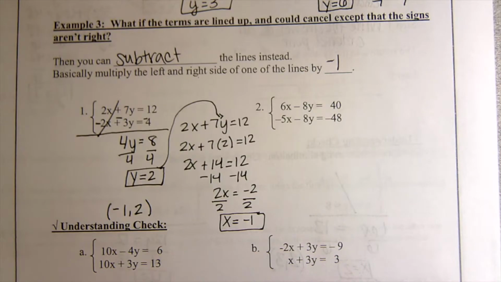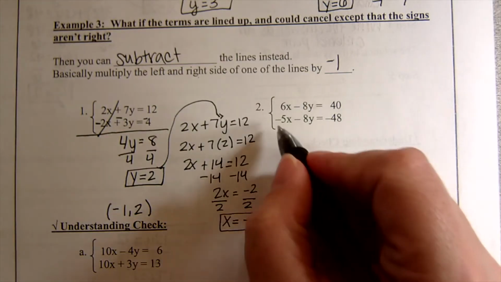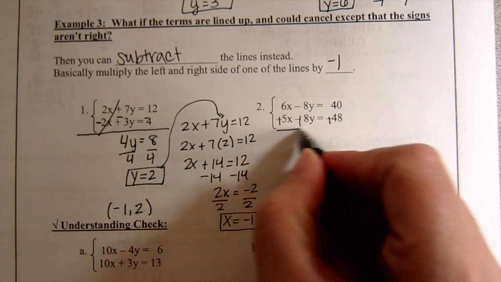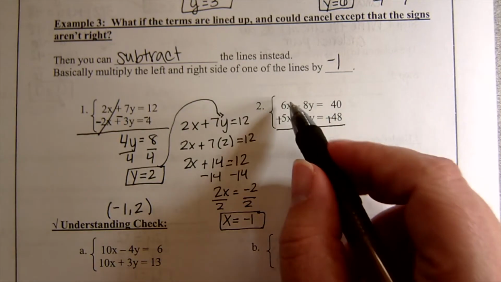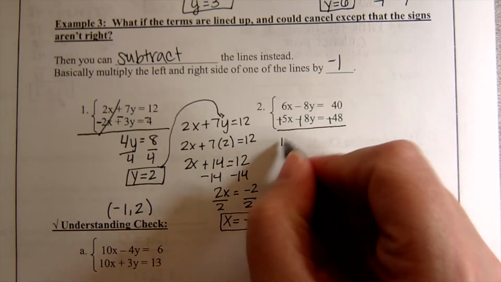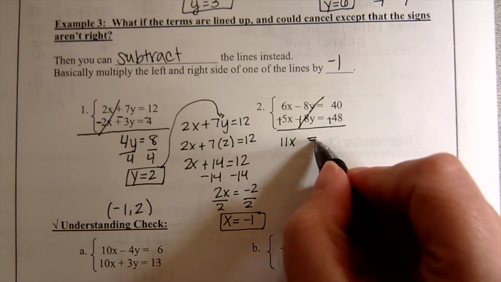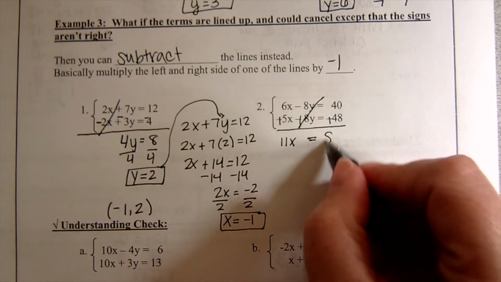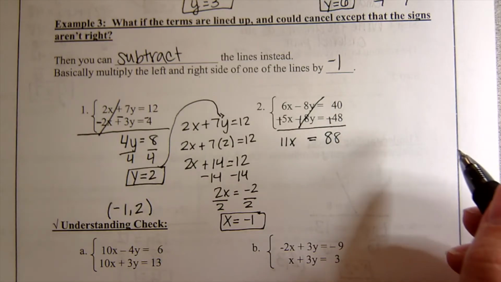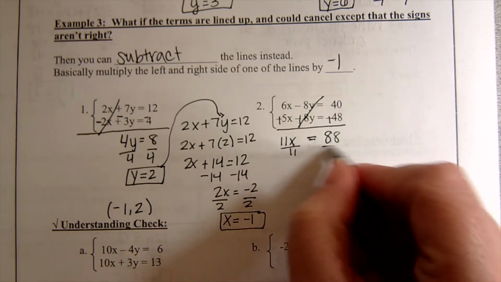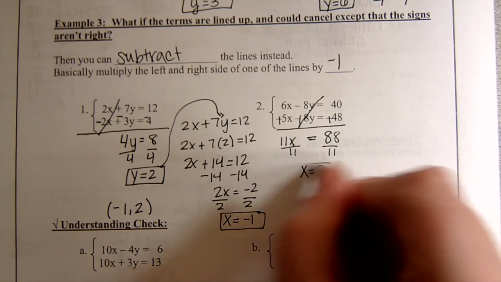In number 2, what should cancel? The 8y. So I need to change one of the equations. I'm going to go ahead and do the bottom one. So I'm going to change this to positive 5x plus 8y equals positive 48. Add those together. So 6x plus 5x is 11x. Negative 8y and positive 8y cancel, equals 88. We changed the signs on everything in the second equation. So then divide both sides by 11 and x equals 8.